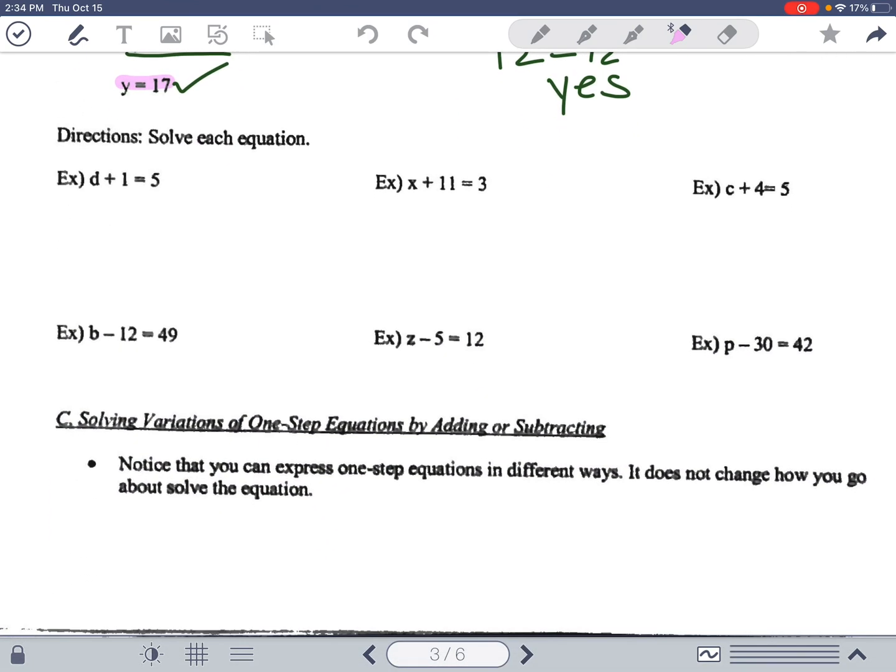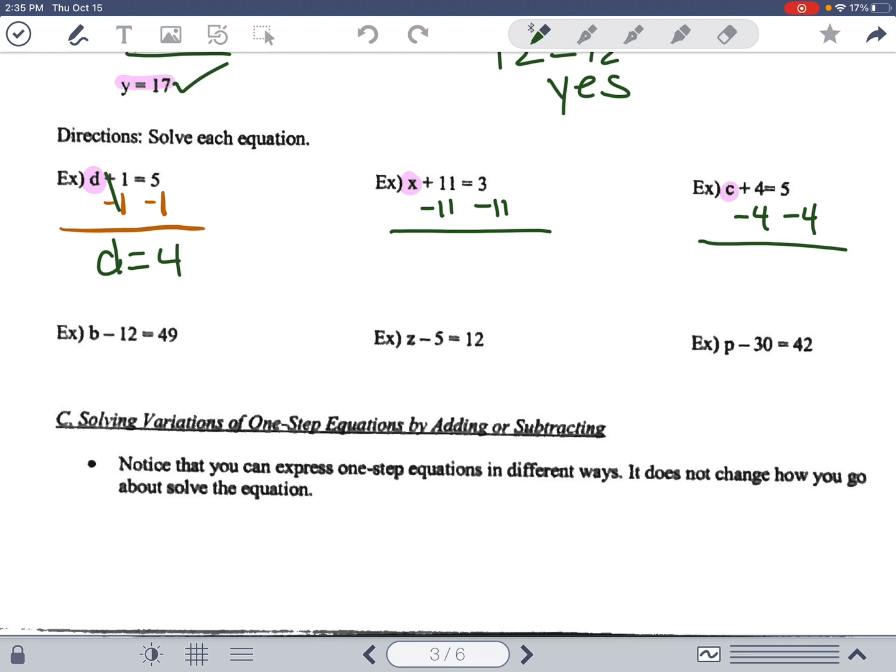Directions: solve each equation. Okay, so you're going to have to solve each equation. I'll get you started. Isolate the variable by doing the inverse operation to both sides. So I'm just going to highlight the variable and get you started with the inverse operation for each equation, what you're going to do to both sides of the equation to get the variable by itself. Here's your variable. You should be able to do the next 3 by yourself.